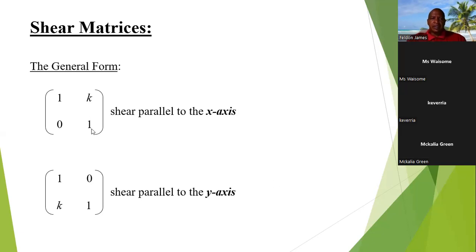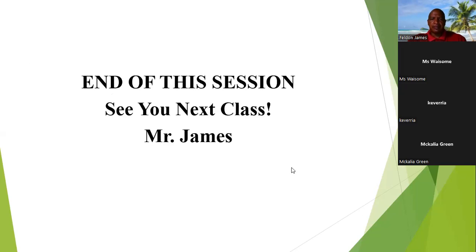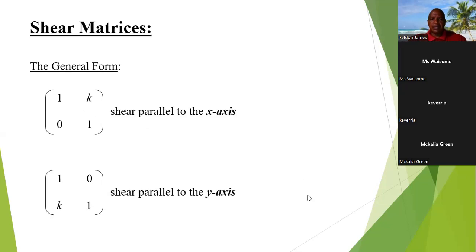All right, so a shear along the x-axis, the k would replace the 0 above in the unit matrix. The shear along the y-axis, the k would replace the 0 below. All right. So all you have to do is spend the time and become familiar with these matrices and know them different. All right, so that would be the end of transformation matrix.